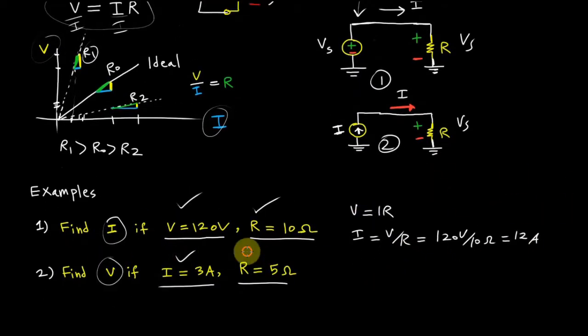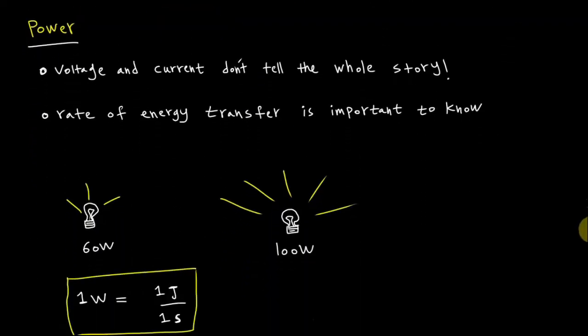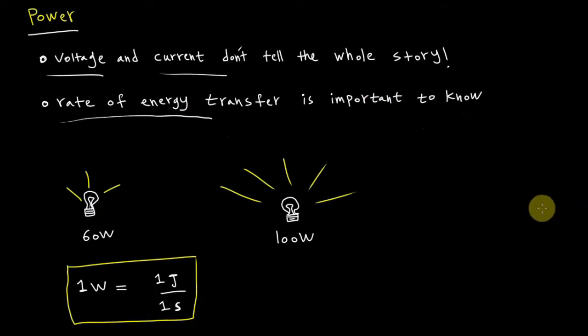Now let's move on to power and talk about the fact that voltage and current don't tell us the whole story. The rate of energy transfer is also important to know. If you think of a 60 watt light bulb and a 100 watt light bulb, you clearly see that there's a qualitative difference, in that the 100 watt light bulb gives you brighter light.